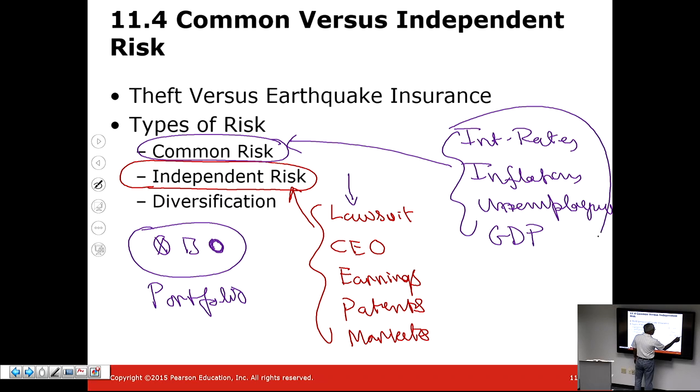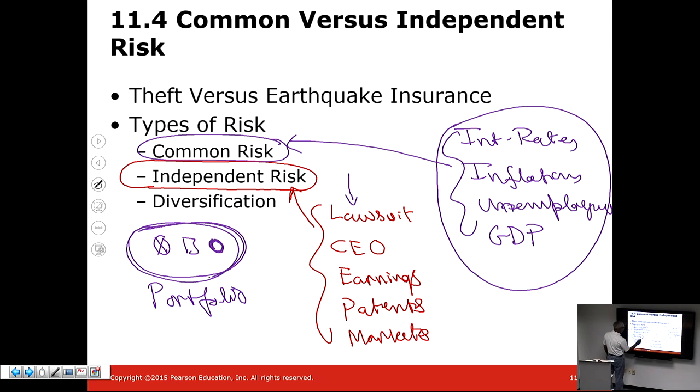But the risk that comes from these sources, interest rates, inflation, unemployment, GDP, the value of the US dollar, and so on and so forth, those risk factors will impact all of the stocks in the portfolio.